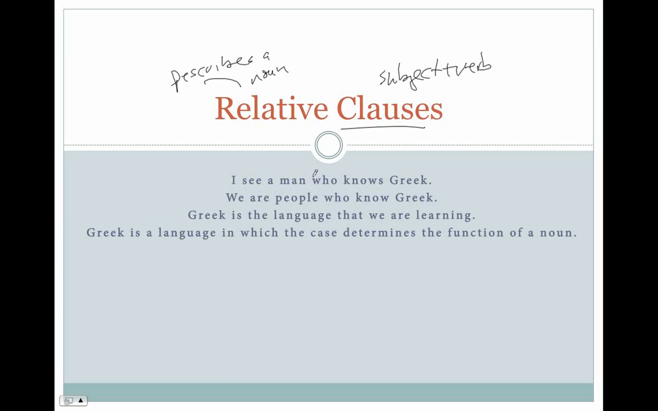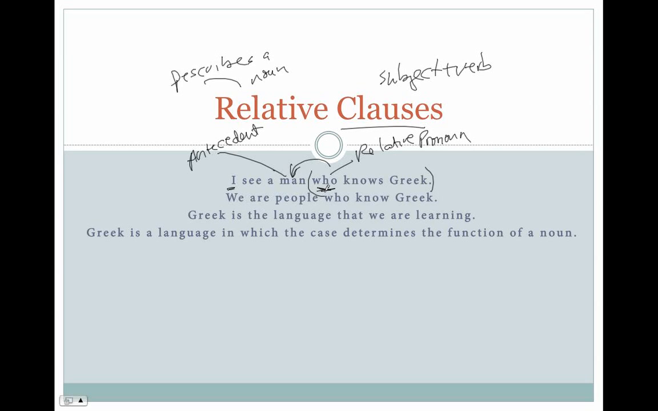Now, the examples here I've given you. I see a man who knows Greek. Who knows Greek is the relative clause. Who is what we call the relative pronoun. And it describes man. And man in this sentence is what we call the antecedent. Now, in this relative clause, who is the subject. Who knows Greek, right? The man knows Greek. So the relative pronoun is the subject of the clause, not of the sentence. The subject of the sentence is I.